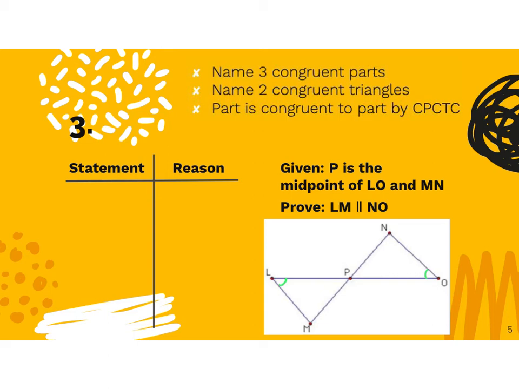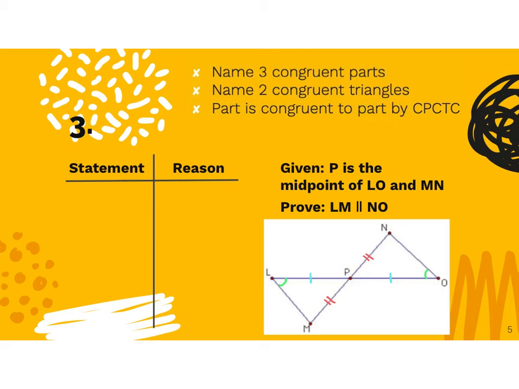Now, without using those angles, I am going to look at what I'm given to prove that these two triangles are congruent. So let's go back to what we're given. We're given that P is the midpoint of LO, which means that this will be congruent to this. And it also says that P is the midpoint of MN, which means that this line is congruent to this line. Notice that it's two different things.